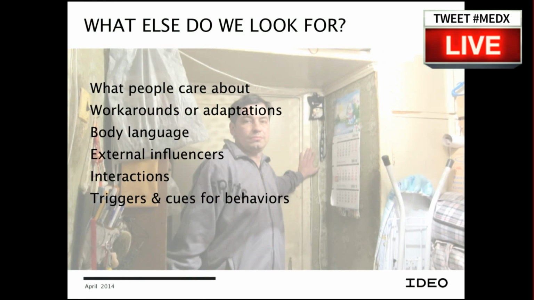Other things that we look for that I think Dennis touched on a little bit, so I won't go into too much detail, but what do they care about? Where do you see a lot of investment, like pictures on the wall, or a lavish display of their shoes because they love their shoes, or are they ashamed of their medication so it's hidden away, or is it so all-consuming that they've got a system in place and it dominates the entire house? What's their body language when they talk about certain topics? What are some of the triggers that cue behavior, whether it be in their home or in an environment?